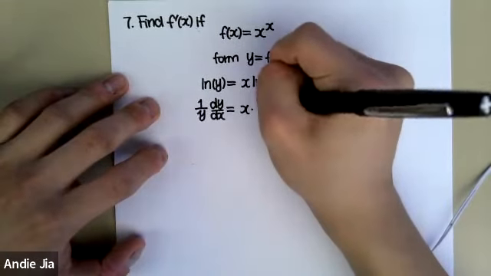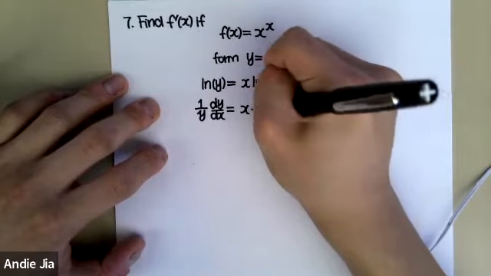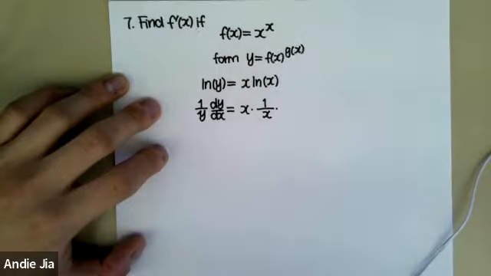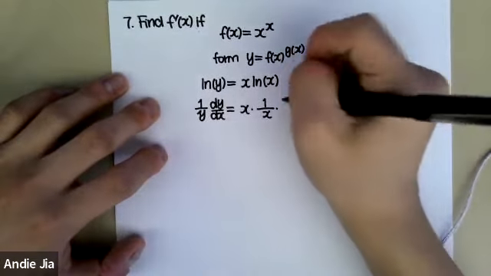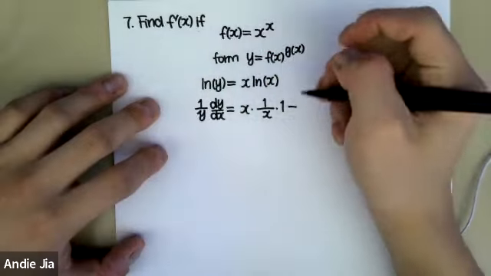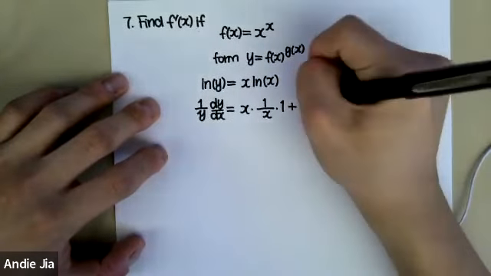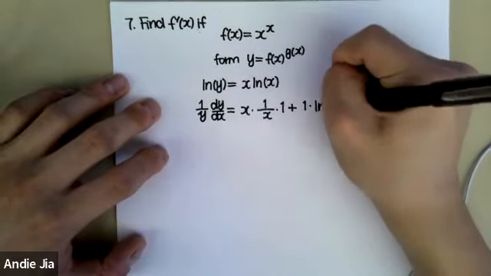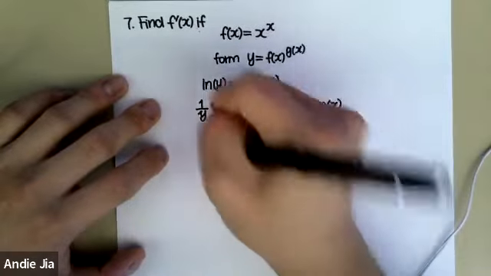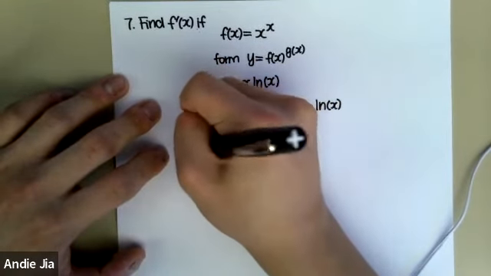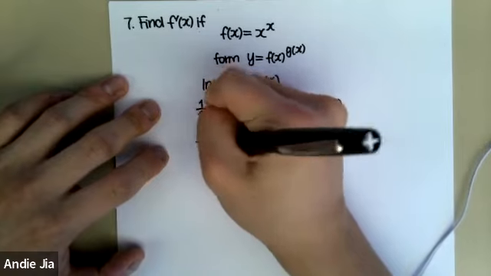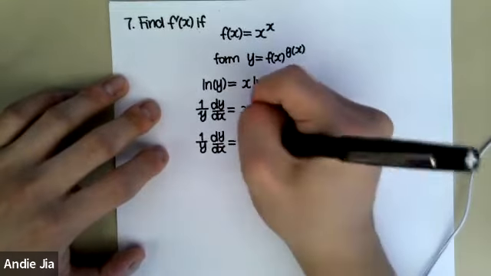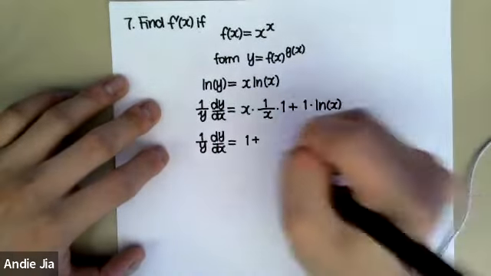So g of x is x, and it gives 1 over f, so it's x times f prime of x over f, which is x times 1 over x, so it's 1. And then plus g prime of x, which is 1, times the natural log of f, which is the natural log of x. So we can simplify the terms. This is a 1, then plus natural log of x.